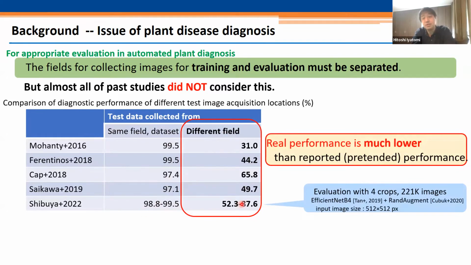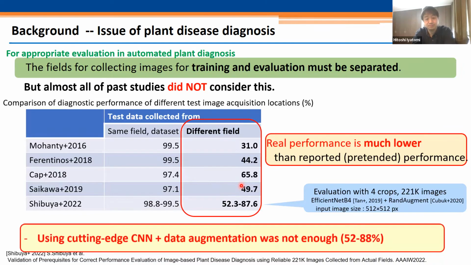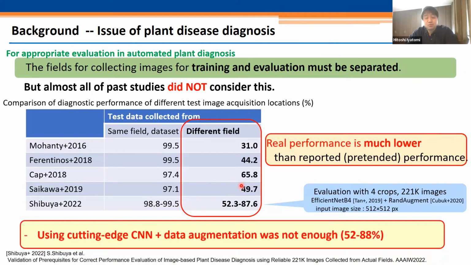The last one is based on 221 kilo images, 221,000 images, and is a very reliable result. So we have a large gap between the two results. So the cutting-edge CNN EfficientNet V4 model plus data augmentation was not enough for plant disease diagnosis at this moment.